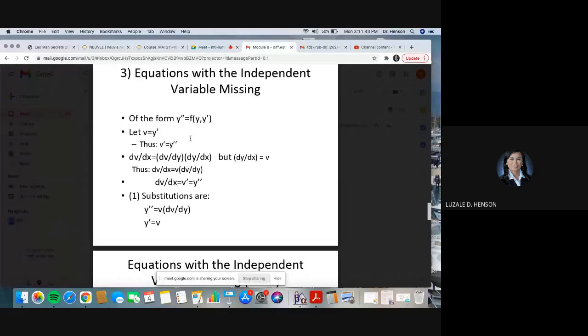As you can see, we have no x, so what you're going to do is you replace the same as in case 2, all y prime will be replaced with v. But the y double prime, instead of replacing with v prime, which is dv/dx, you can't use that dv/dx. Why? Because you don't have an x variable.